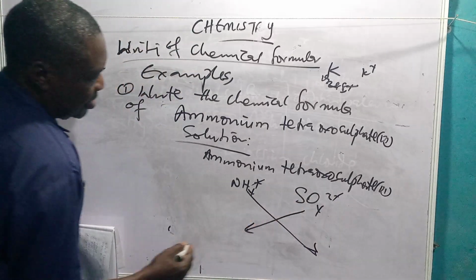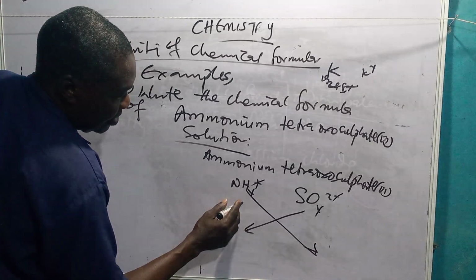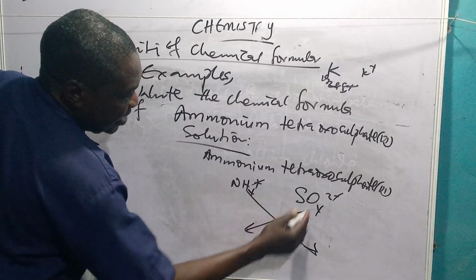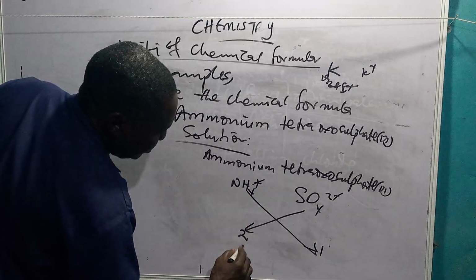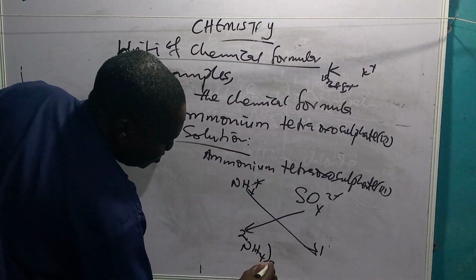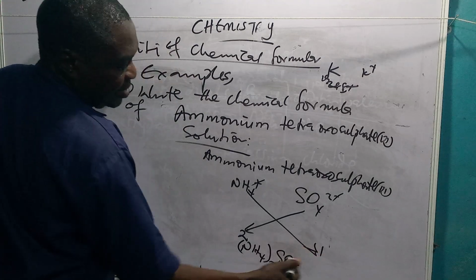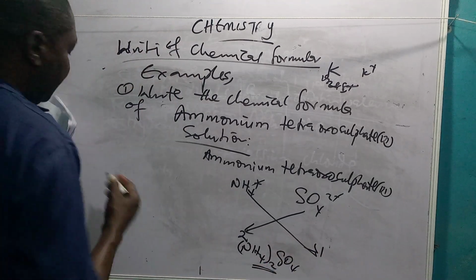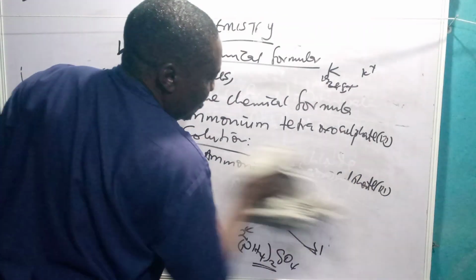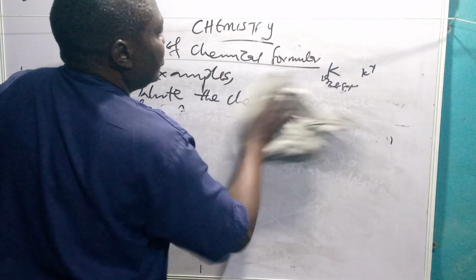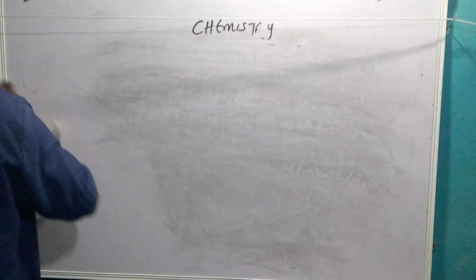That is the oxidation number. The charge the radicals carry will cancel itself out. So if you exchange their valency, this 2 will come here and this 1 will come here, making (NH4)2 SO4, with 1 for SO4. No need to write it. So this is the chemical formula of that compound. Now I think this one will be okay. It has to do with chemical formula. This one will guide you in remembering the previous ones you have been taught.